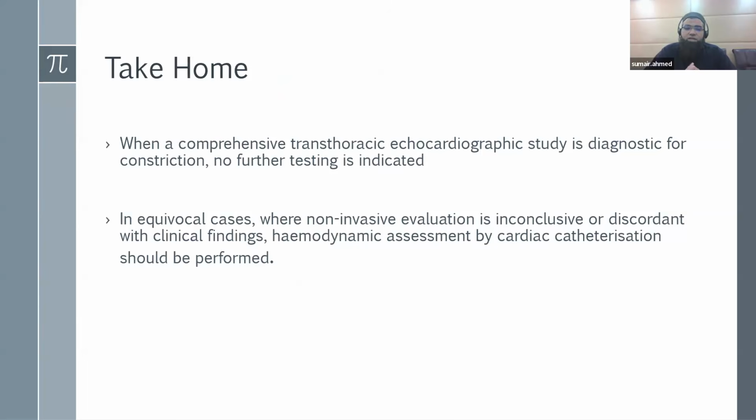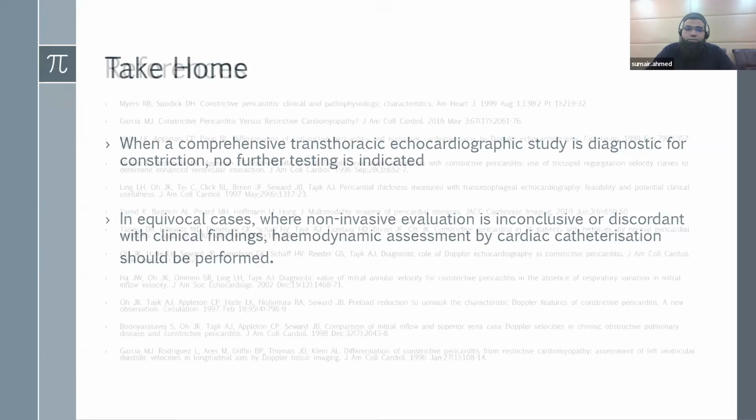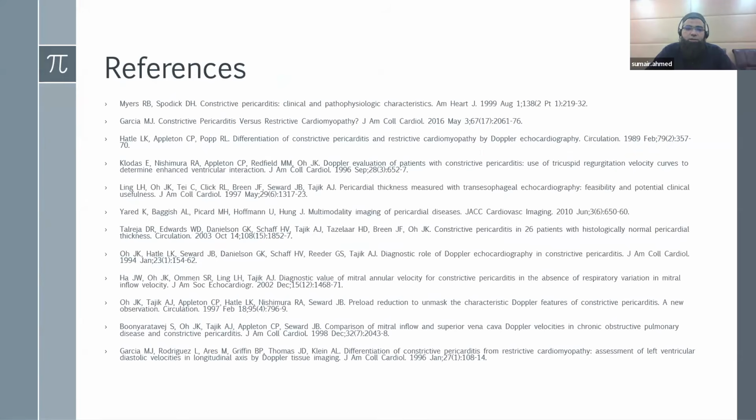So the take home is, when the comprehensive echo is diagnostic of constrictive pericarditis, no further testing is indicated. And in equivocal cases, when non-invasive evaluation is inconclusive with clinical findings, cardiac catheterization should be performed. These are all my references.